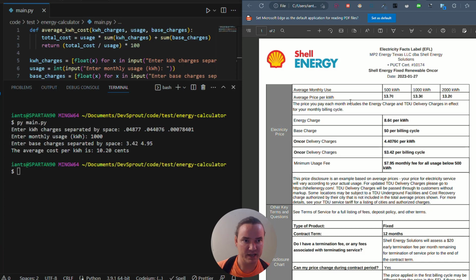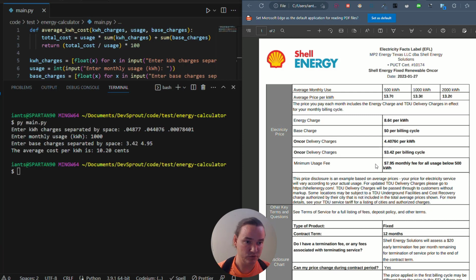look, they have the 500 kilowatt hour estimation, 13.7 cents, the 1,000 kilowatt hour, 13.3, and 2,000, 13.2. Energy charges are 8.6 cents per kilowatt hour. There's no base charge from the company. Then the Encore delivery charges are 4.4076 per kilowatt hour. And then the delivery charges also have a base rate of 3.42 per billing cycle, which is monthly.